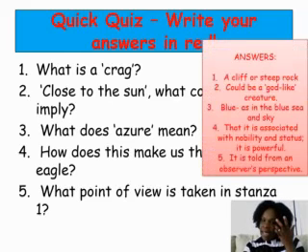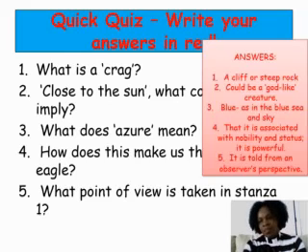So let's check. I put the answers up for you to check. So we know that a crag is a cliff or steep rock. Close to the sun, what could it imply? It could be a godlike creature. Azure means blue, as in the blue sky and the sea. Number 4, how does this make the eagle seem? That he's associated with nobility and status, he's powerful. And number 5, what point of view is taken in stanza 1? It's told from an observer's perspective.